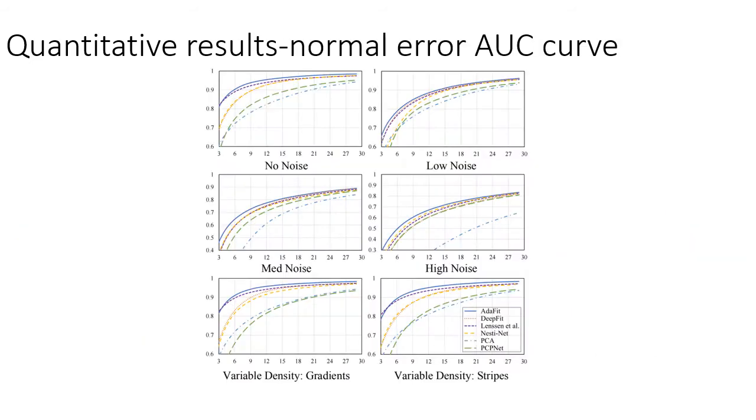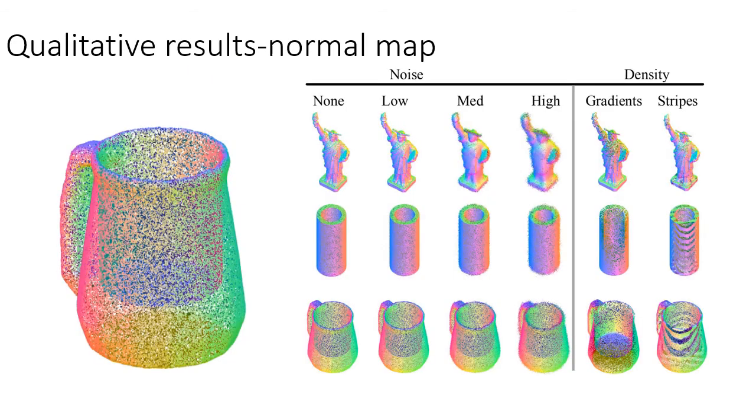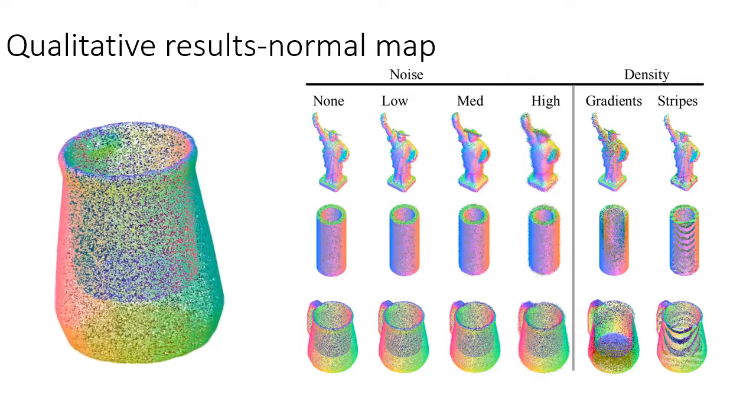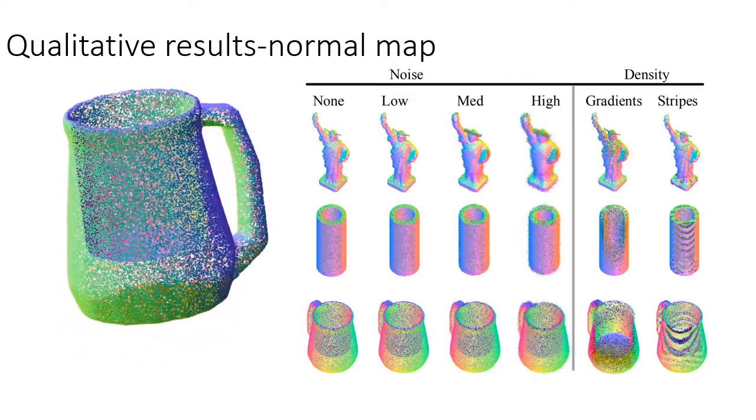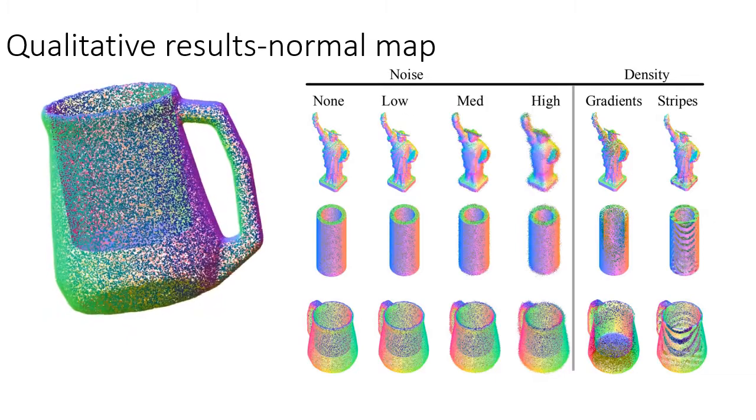The PGP curve of normal errors can show the error distribution. The results confirm that our approach is better at preserving details and is more robust to the noise and density variations. We show the visualization of the estimated normals. As shown in the figure, as the noise level and density variations increase, the estimated normal directions of AdaFit almost remain unchanged, which demonstrates the robustness of AdaFit.